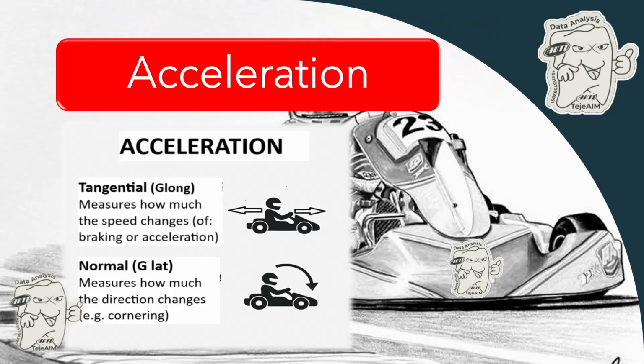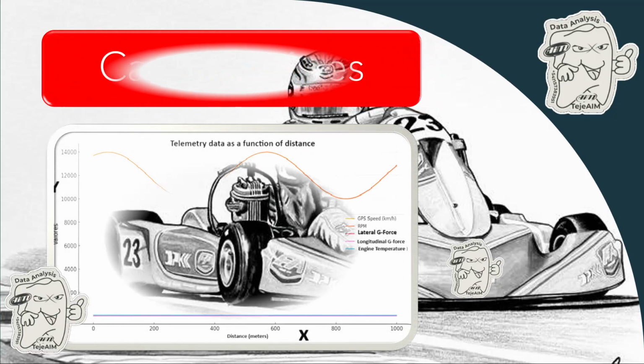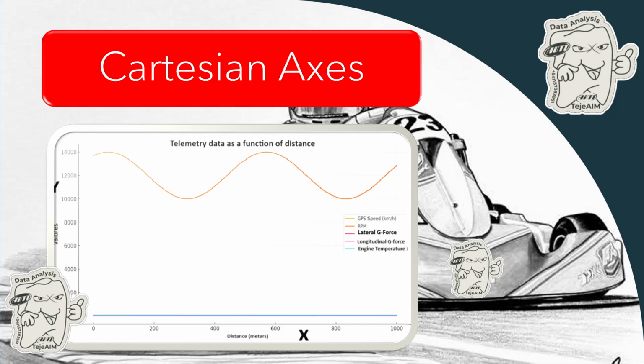Acceleration. Longitudinal: measures the acceleration or deceleration experienced by the driver and the kart in the direction of movement, e.g. braking or acceleration. Normal or centripetal acceleration. Lateral: measures how much the direction changes. That is, it measures the acceleration experienced by the driver and the kart when taking a curve, for example. These parameters are detected by accelerometers and GPS sensors, and understanding them is vital for analyzing data graphs.